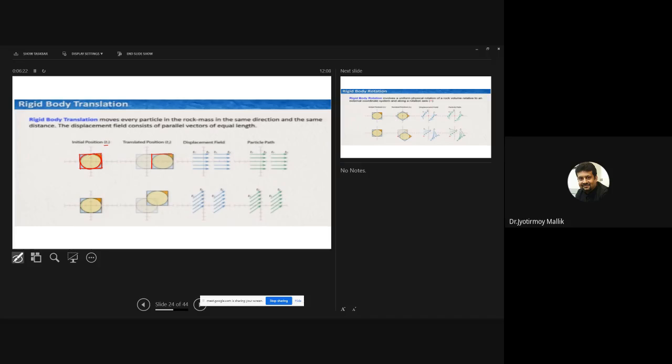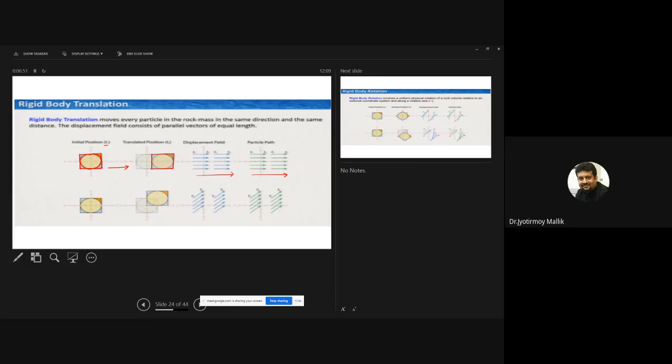All the particles move in the same direction by an equal amount. So I can describe the displacement vector, the displacement field, with these blue arrows, and the particle paths will be parallel to it. Particle paths will follow the displacement vector.